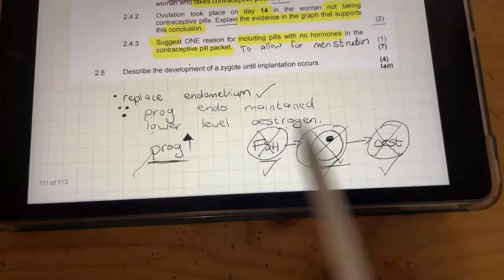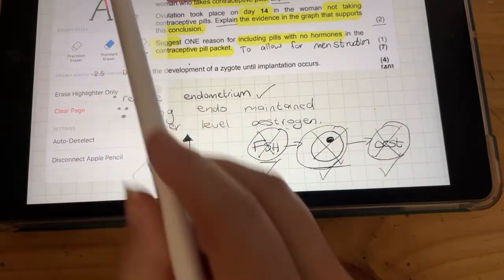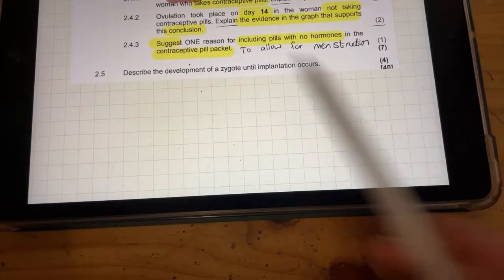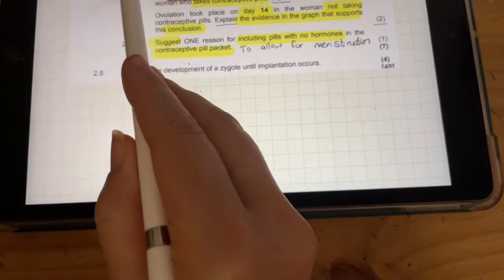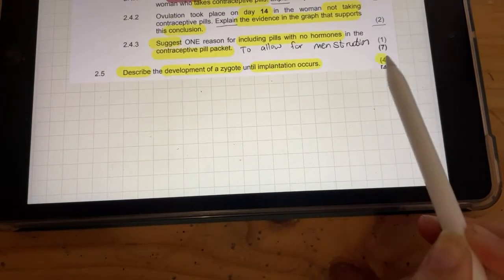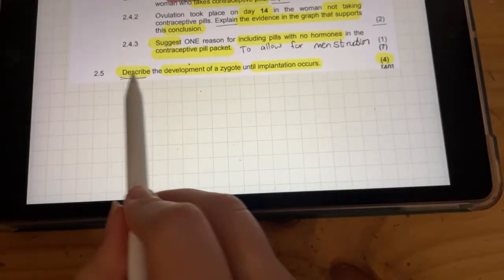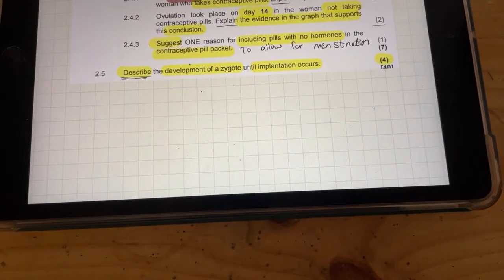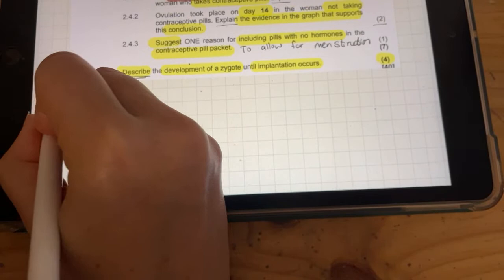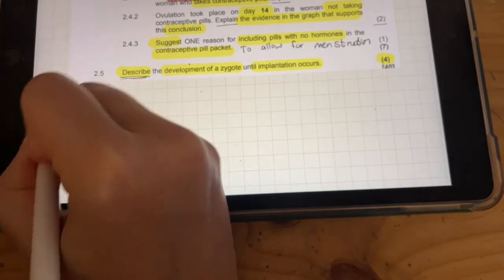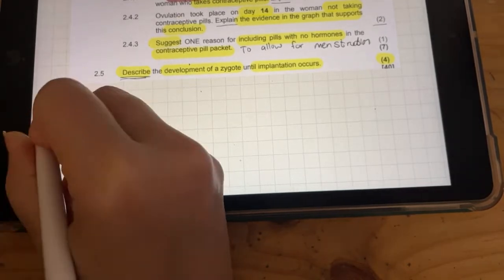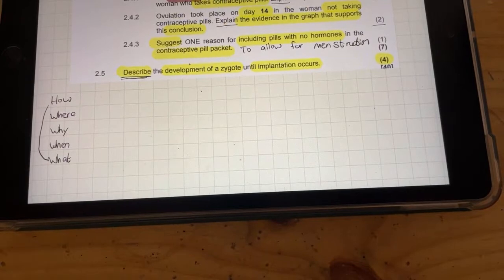Now, the last one, which I'm just going to clear up this area over here so I can work down here because I'm going to have to draw some things, is, describe the development of a zygote until implantation occurs for 4 marks. Now, for a describe question, everybody, it's not just a statement and a reason like explain. That is where you need to provide things like how it happens, where it happens, why it happens, when, and sometimes what. And the what and the how are sometimes linked to one another as well.